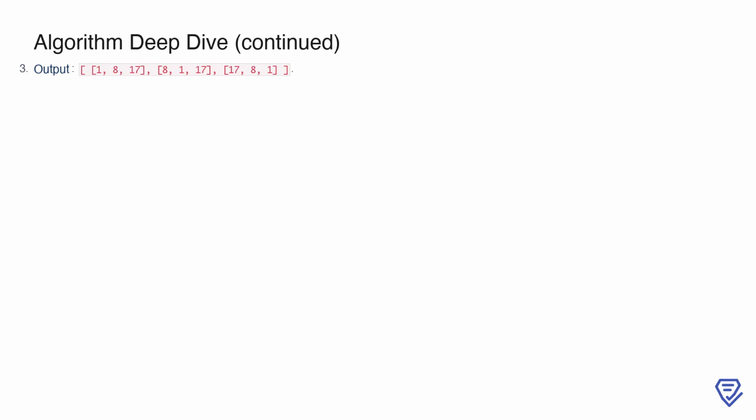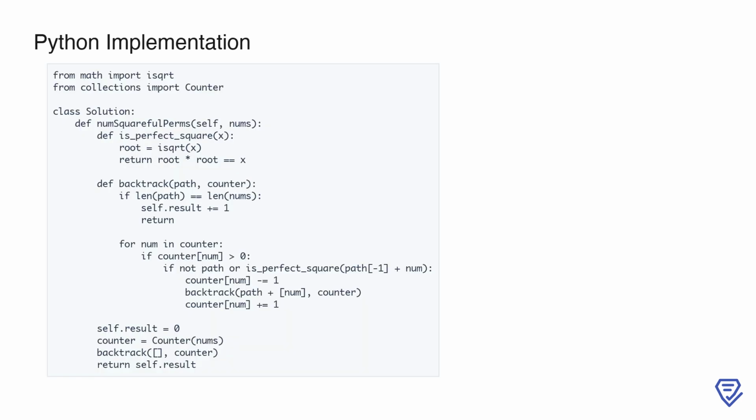By leveraging backtracking, pruning invalid branches, handling duplicates, and pre-computing perfect squares, we are able to efficiently generate all squareful permutations of the input array. This solution implements a backtracking algorithm to count the number of permutations of the input array nums such that the sum of every pair of adjacent elements is a perfect square.